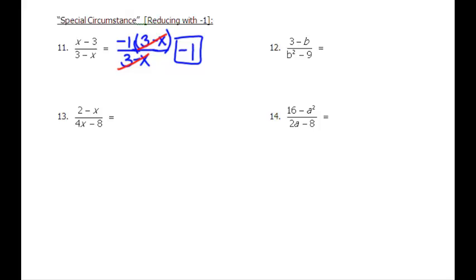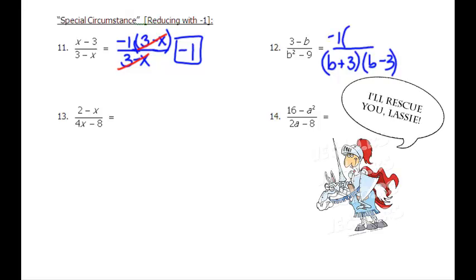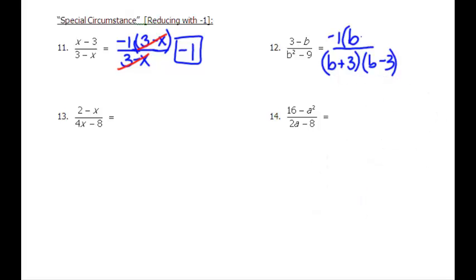Let's try another one. We'll go to number 12. I know in the denominator it's our lovely friend, difference of two perfect squares, b plus 3 and b minus 3. And I think, oh, I wish I just had a b minus 3 in the numerator, then my life would be so much better. And our friend -1 comes along, and he's like the knight on the white horse, comes galloping into the room and says, "Let me help you, lassie." And so we get b minus 3. Then I can cancel away, and my final answer is -1 over b plus 3.